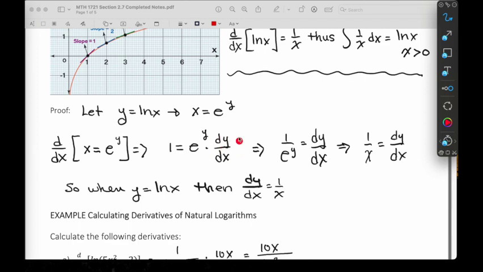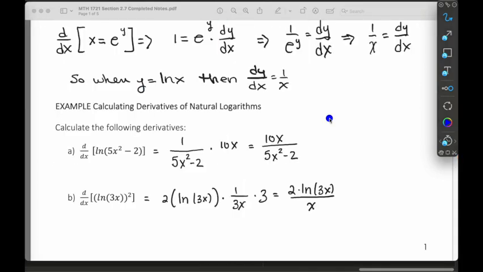So I'm going to solve for dy dx by dividing both sides by e to the y. So that gives me this, and remember what we said e to the y was when we rewrote this in exponential form. We said that that was x. So when I replace e to the y with x here, I get that the derivative of y with respect to x is 1 over x. So we just proved it: when y is equal to the natural log of x, then dy dx is 1 over x.